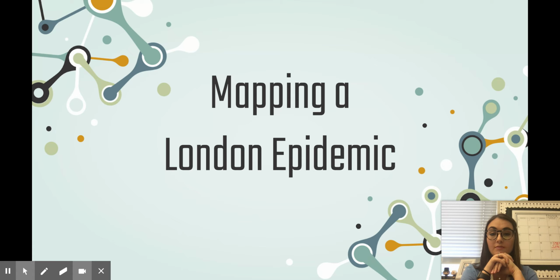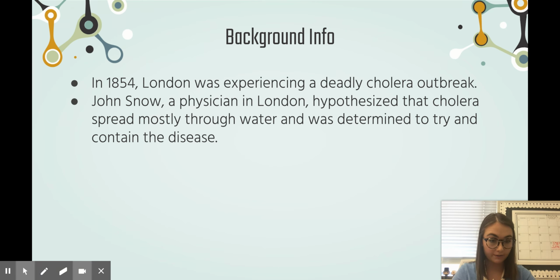So we are going to talk about an epidemic that occurred in London and how they used maps to actually solve the problem, which should be pretty relevant considering we're going through a pandemic right now. So, a little bit of background information.